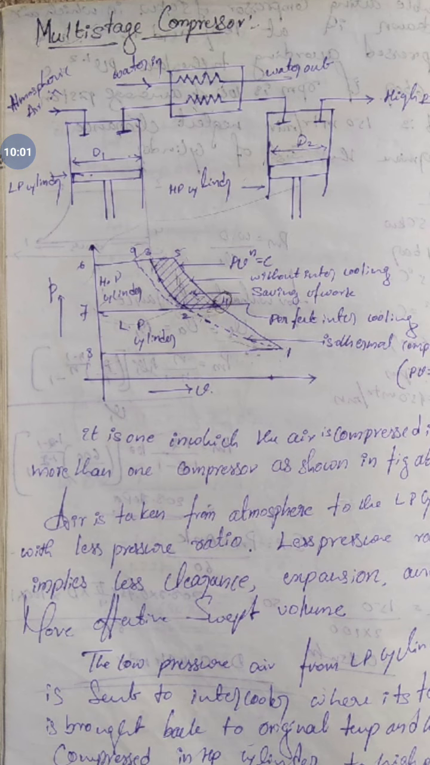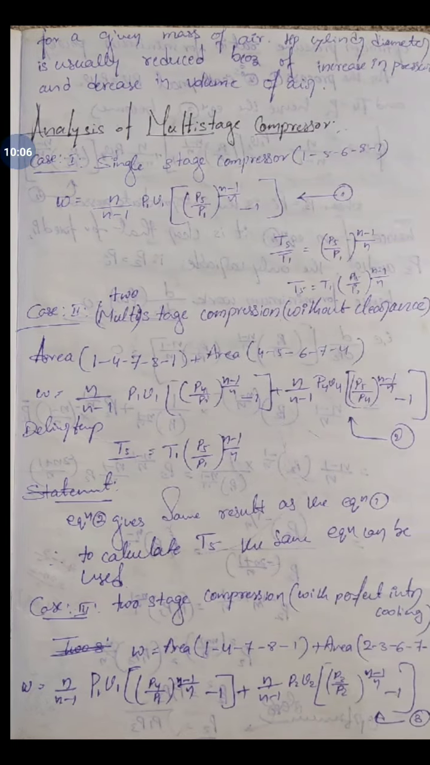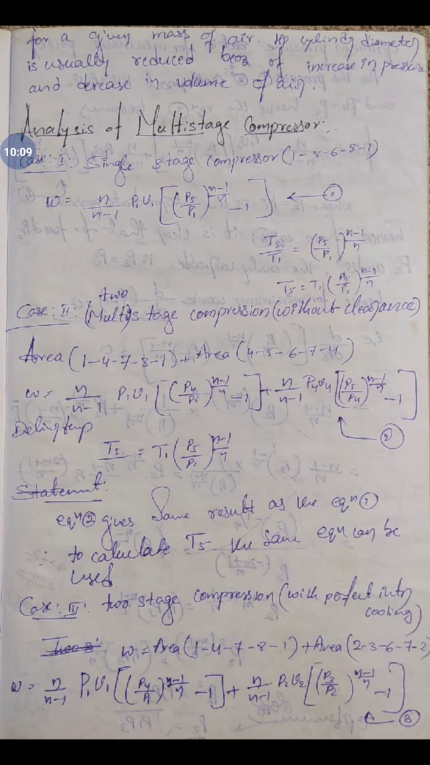So the work required to compress in the two stages for case 3 is given by n by (n minus 1) P1 V1 [(P4 by P1) to the power of (n minus 1) by n minus 1], since we have taken 1 to 4, plus the area under 2-3-6-7-2, given by n by (n minus 1) P2 V2 [(P3 by P2) to the power of (n minus 1) by n minus 1], since we start from 2 and the delivery is P3. Let us take this as equation 3.